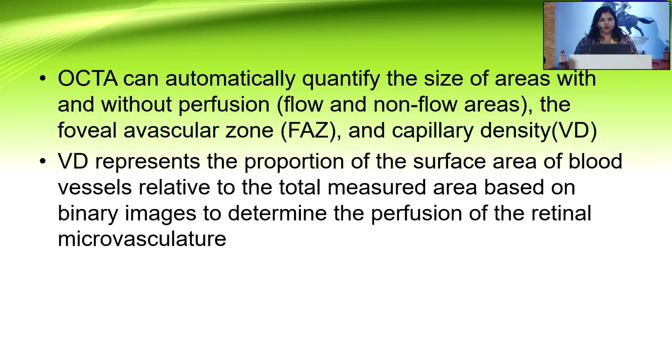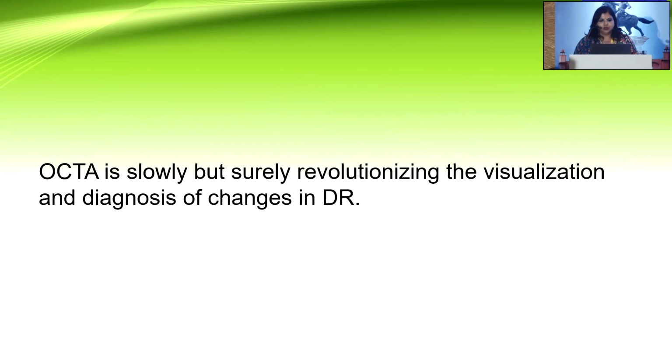So it can automatically quantify the size of areas with and without perfusion, that is the flow and non-flow areas, and FAZ, and the capillary density, which is VD. So VD actually represents the proportion of the surface area of blood vessels relative to the total measured area based on binary images to determine the perfusion of retinal microvasculature, which is very important in cases of diabetes.